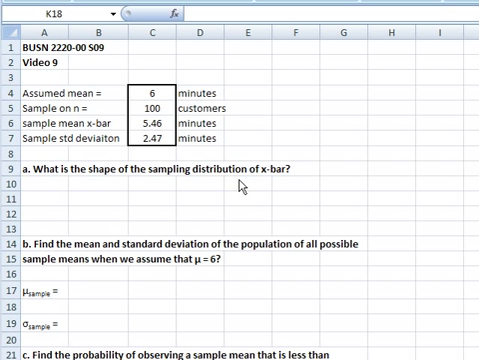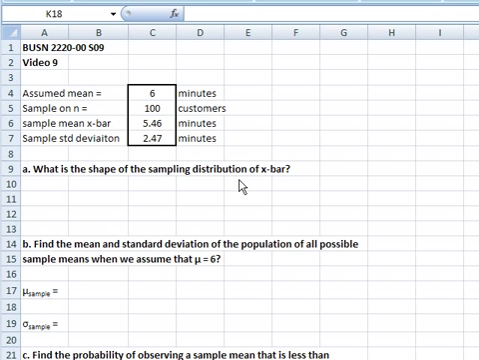Okay, so the first question we have to pose is, what is the shape, rather, of the sampling distribution of X bar, the mean value of waiting times? Well, if we knew for a fact that the population was normally distributed, then we'd know immediately that the sampling distribution is normally distributed as well. And that would make life real easy. But we don't know that. In fact, we have no reason to believe that it is normally distributed. Maybe it's more like a Poisson distribution.